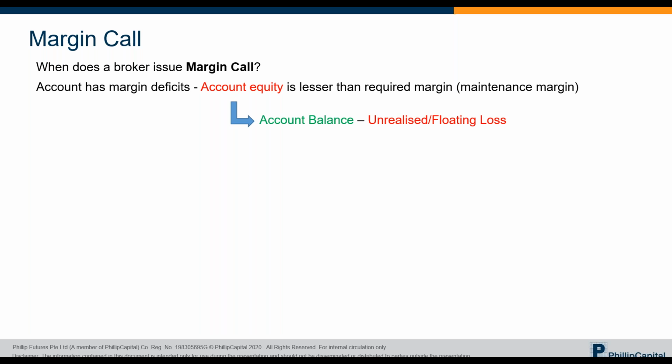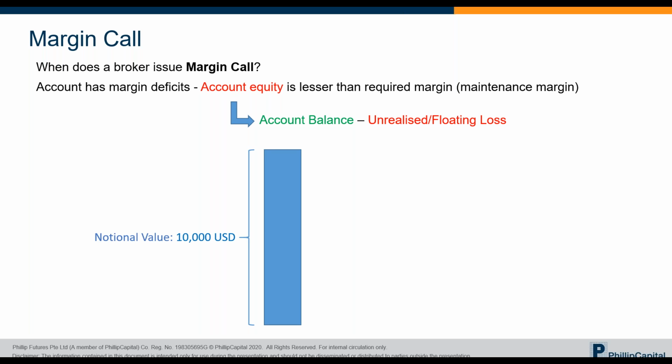So what I mean by account equity is that account equity is whatever you have funded in your trading account, minus whatever unrealized losses or floating losses that you currently have. So maybe to quote you an example, let's say you have this contract in mind that is worth a notional value of US dollars 10,000, and then you only fund 1,000 in your account, which is also the margin required, which is 10%. So just an example.